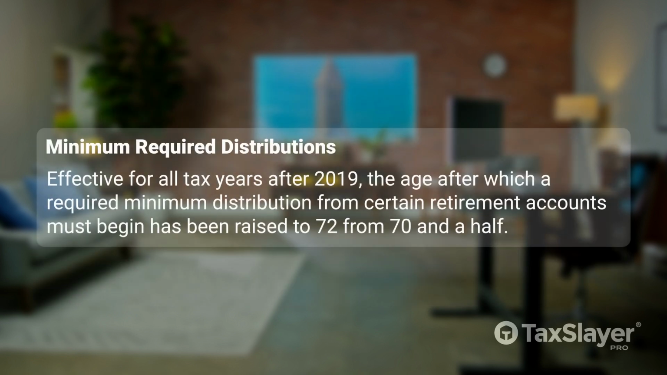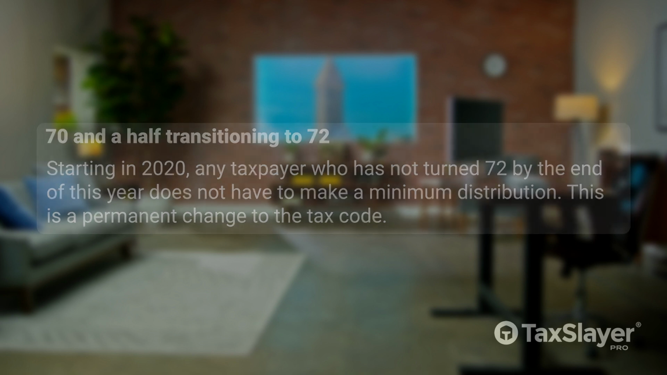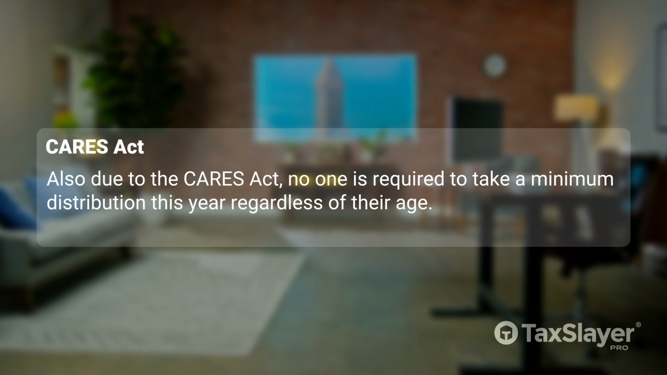Effective for all tax years after 2019, the age after which a required minimum distribution from certain retirement accounts must begin has been raised to 72 from 70 and a half. Starting in 2020, any taxpayer who has not turned 72 by the end of this year does not have to make a minimum distribution. This is a permanent change to the tax code. Also, due to the CARES Act, no one is required to take a minimum distribution this year, regardless of their age.